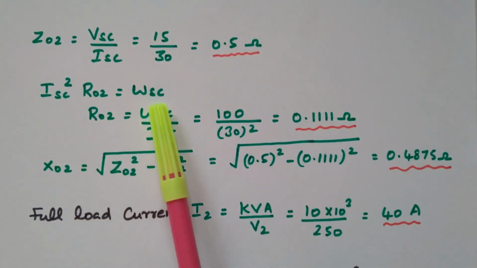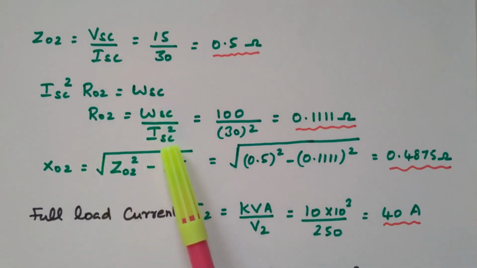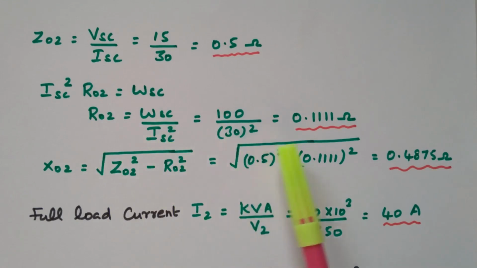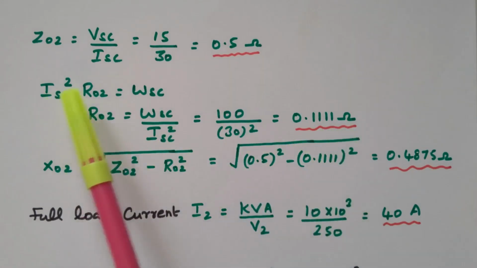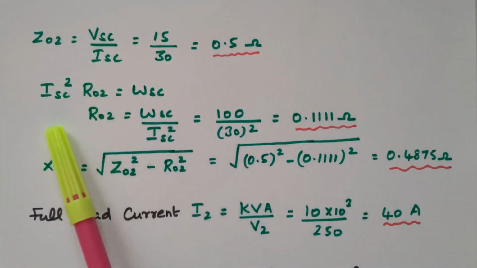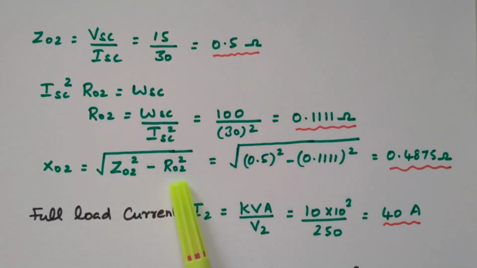The short circuit power, the power reading from the short circuit test, is Isc square into R02 because it is short circuited. From that R02 equal to Wsc divided by Isc square. So 100 divided by 30 square, it is 0.1111 ohm. Now we calculated the Z02 and R02. By using Z02 and R02 we can find the impedance X02.